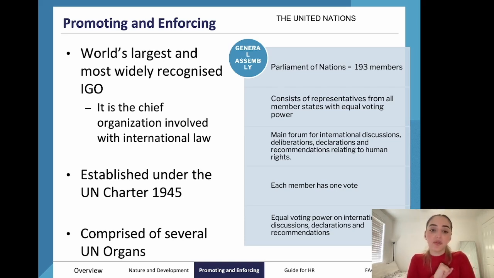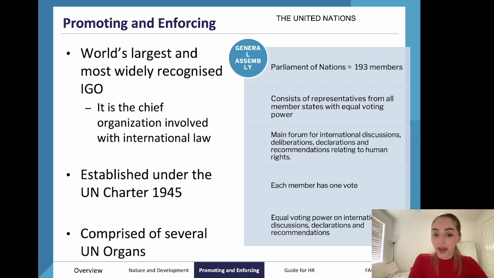It's the main forum for international discussions, deliberations, declarations, and recommendations relating to human rights, as I said. Each member has only one vote. Now, that has been criticized because people think, should states with a population of 1 million have the same or equal value of their vote to states with, I don't know, billions of people? Should they only have one vote each, or should you have one vote per 10 million people in your population? Equal voting power in international discussions, declarations, and recommendations, okay?